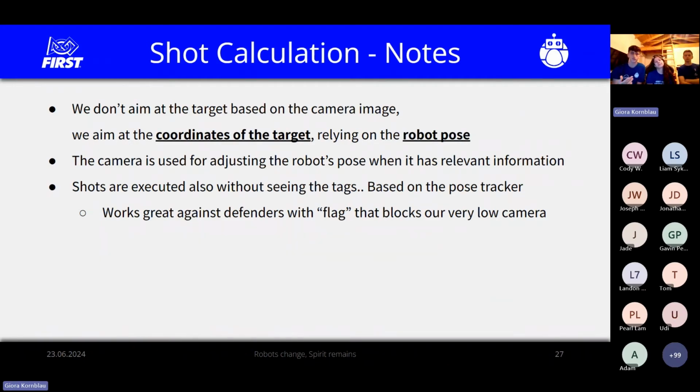And you can see in District 1 that there was a defender against us with a flag that blocked our low camera. After District 1, we saw that the calibration on our camera wasn't really that good, and it didn't really allow us to reset our position on our course tag when we get to our wing.